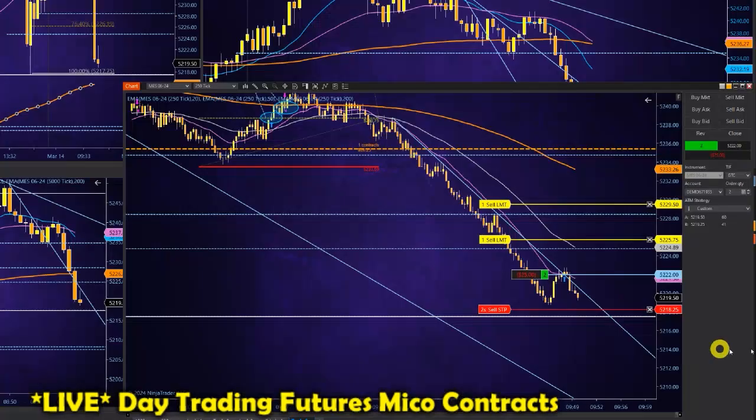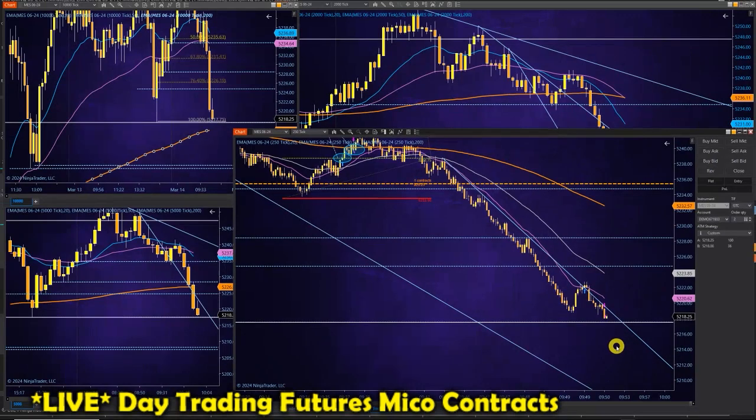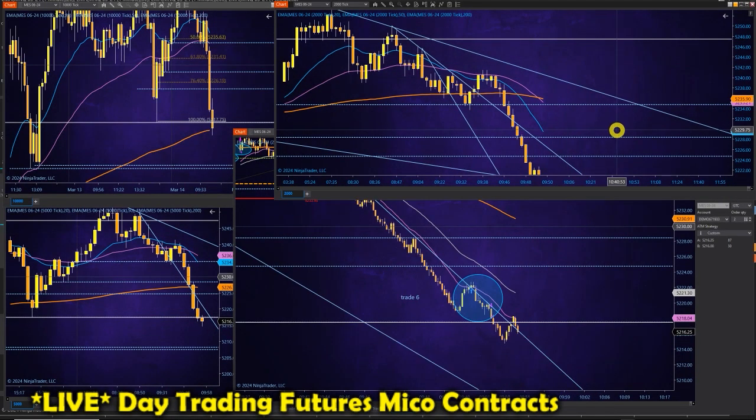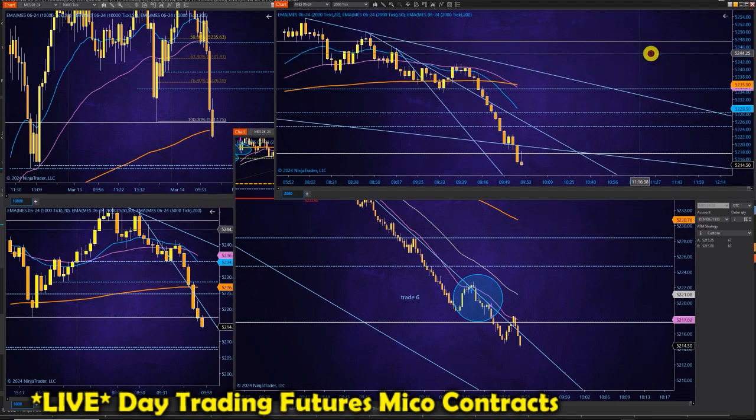Here it comes to stop me out. There it goes. Stop filled. Okay, so that didn't work. Let's take a look at some higher time charts here and take a look at these trend line break potentials.